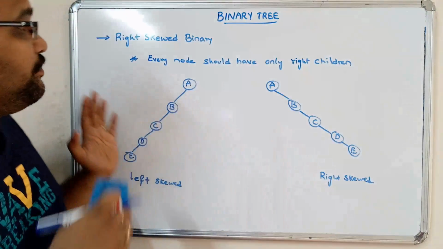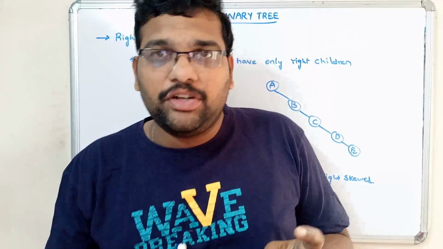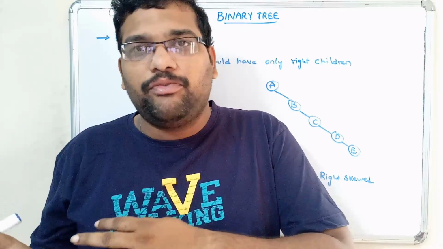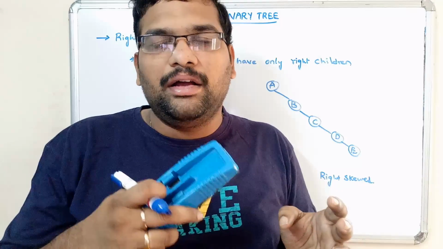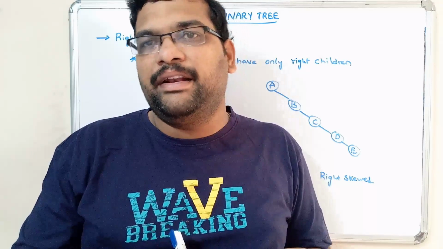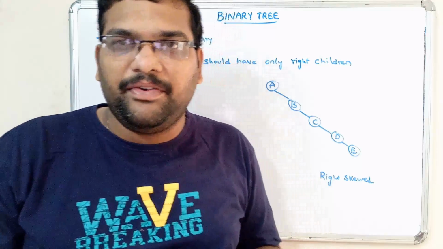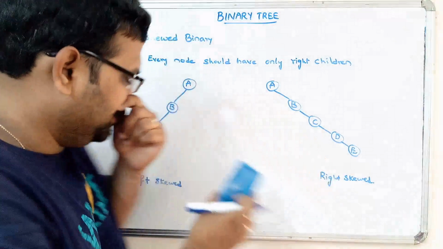So these are all different types of binary trees. We have seen the definition of a binary tree, and then we have seen the types of binary trees. In that we have seen the incomplete binary tree, strictly binary tree, complete binary tree, as well as the perfect binary tree, and left skewed and right skewed.